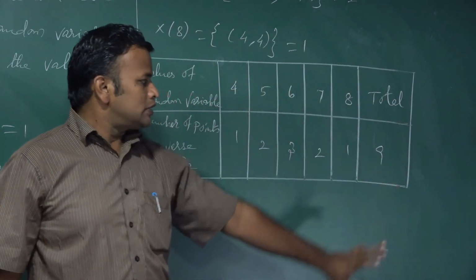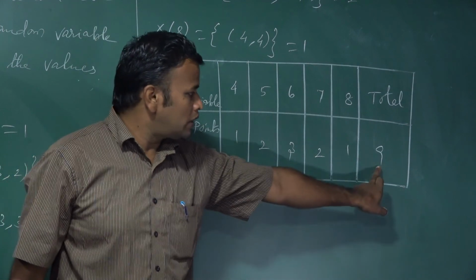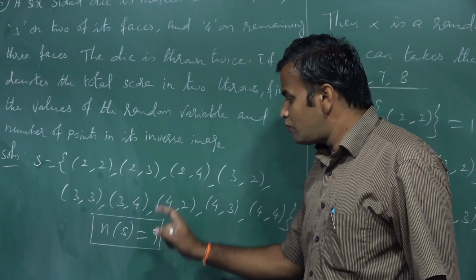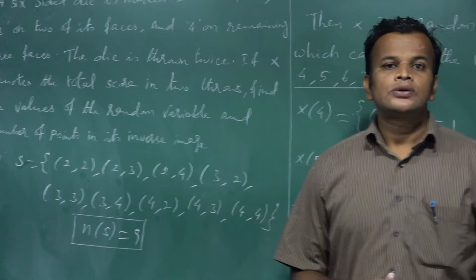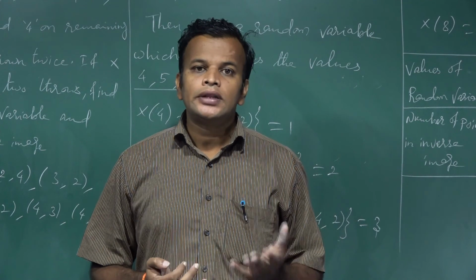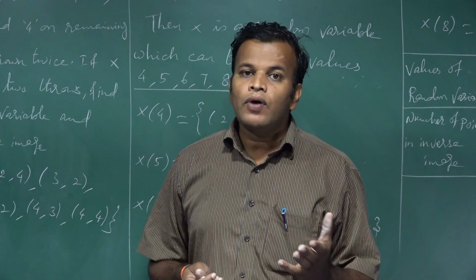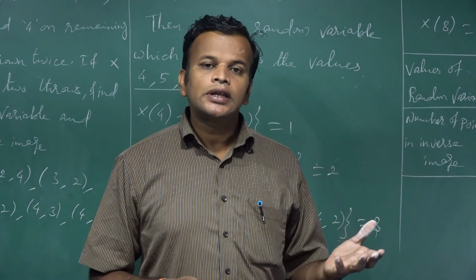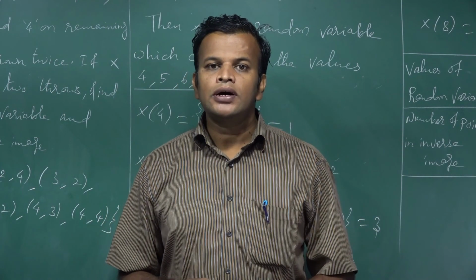You check that this value is exactly the sample space. The total value is 9. The sample space is also 9. Okay students, today we saw what is meant by a random variable, and how to find the number of values of the random variable. Now the same model sums lie in the examples also. We must try them in our class notes.